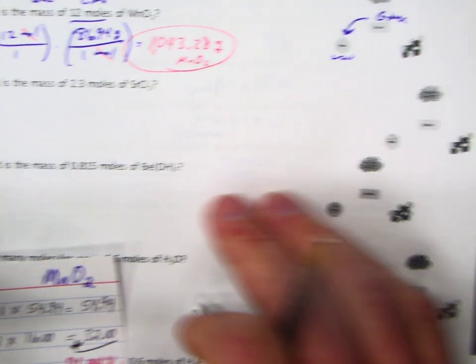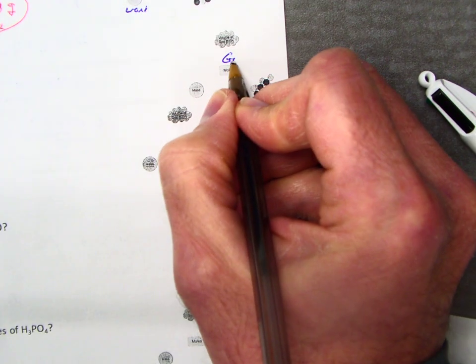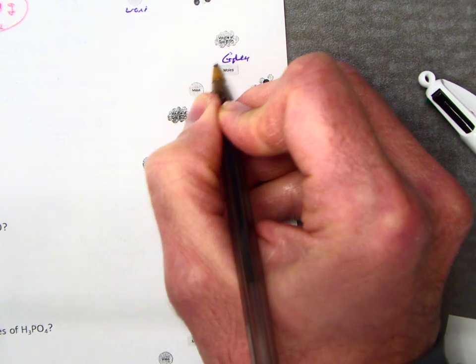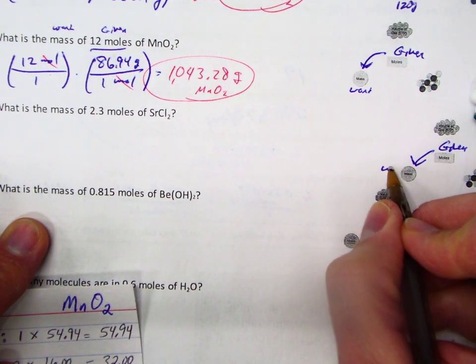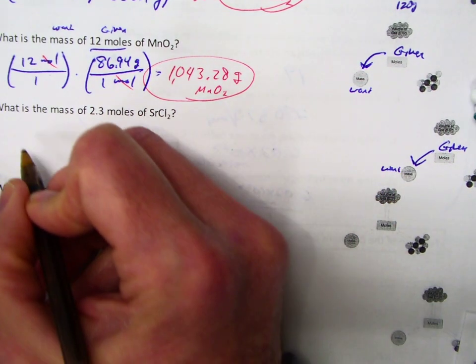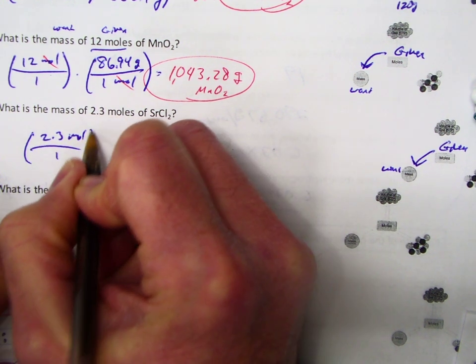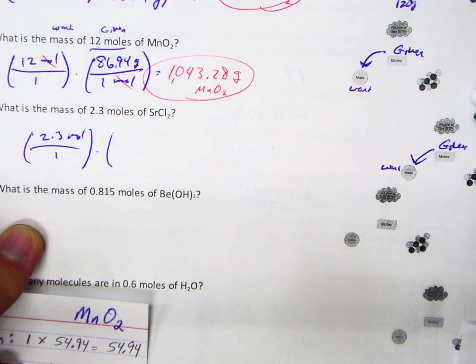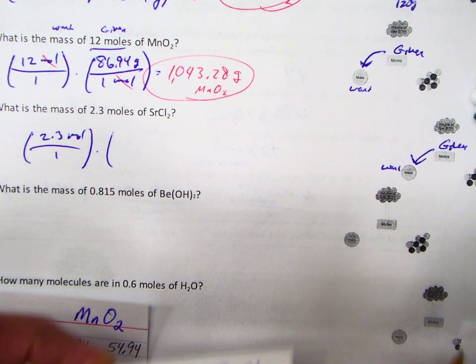Now, last question is 2.3 moles of SrCl2. So, again, we're given 2.3. That's your moles. And we are looking for mass. So we're going to travel that direction on our mole map, because we want to find mass. So 2.3 moles over 1, and we're going to bring in the molar mass of strontium chloride.